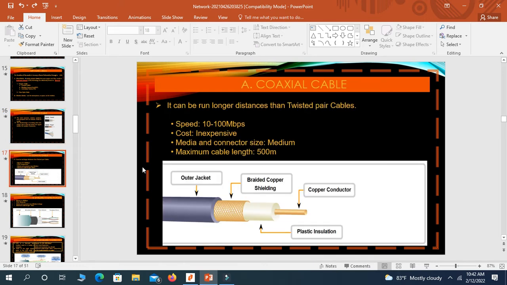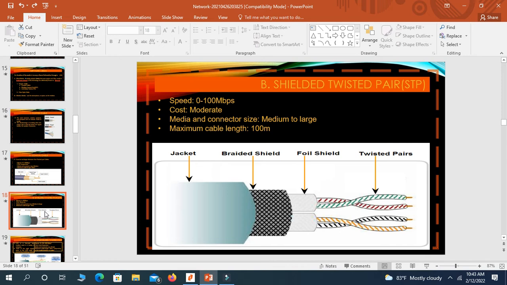Next up we have coaxial cable. It can be run longer distances than twisted pair cable. Its speed can be from 10 to 100 Mbps. The cost is not that expensive, it's inexpensive. Media and connector size is medium. Maximum cable length is 500 meters. This is one of the properties that you should keep in mind.